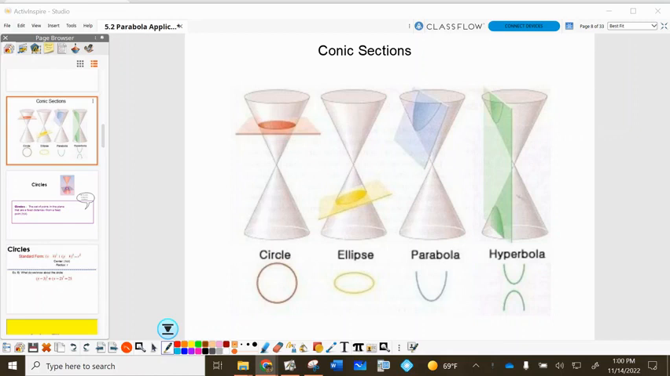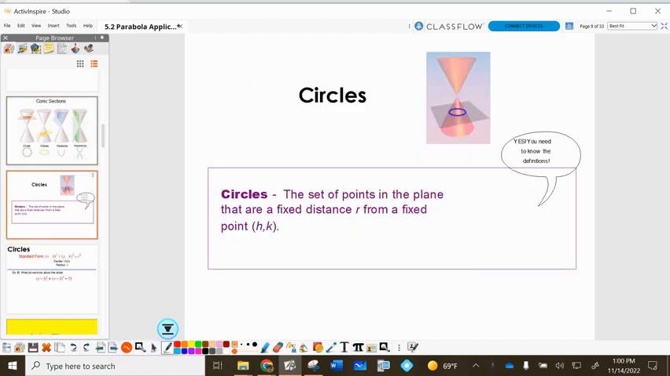Today we're talking about our next two conic sections, circles and ellipses. And I mentioned before, a circle just is a special ellipse, and we'll see how that is today. Okay, so the definition of a circle is the set of all points in the plane that are a fixed distance r from a fixed point (h, k).